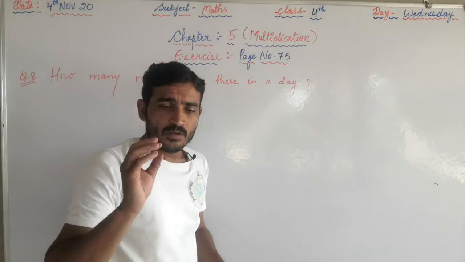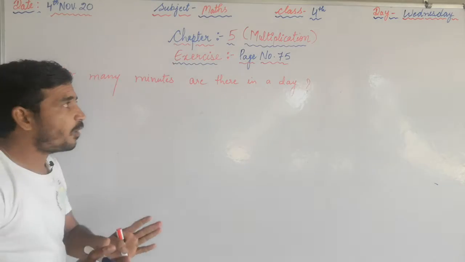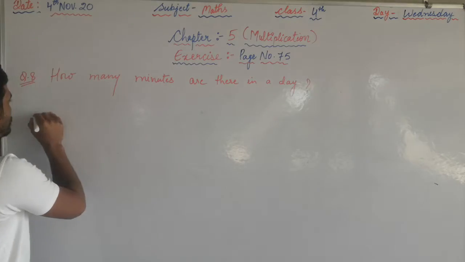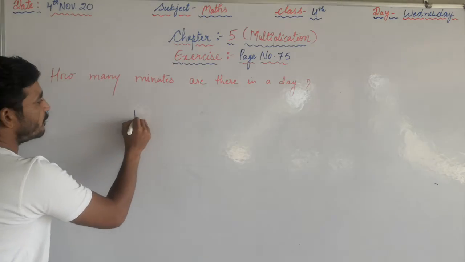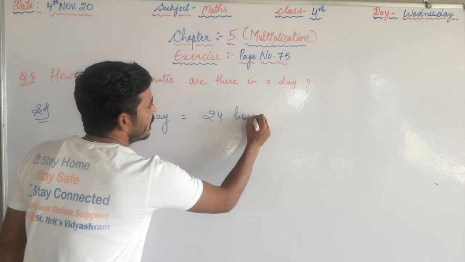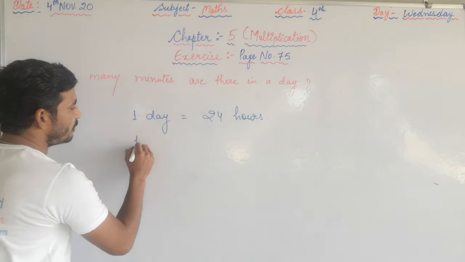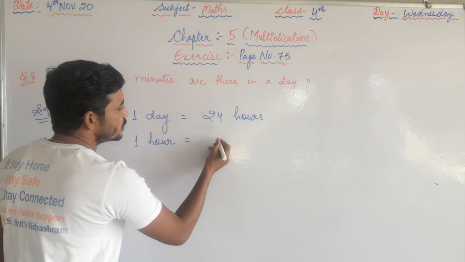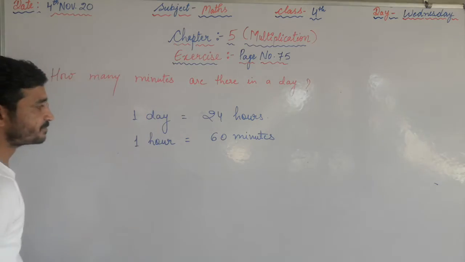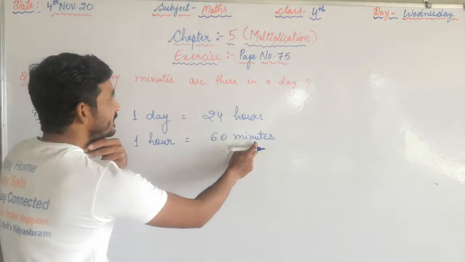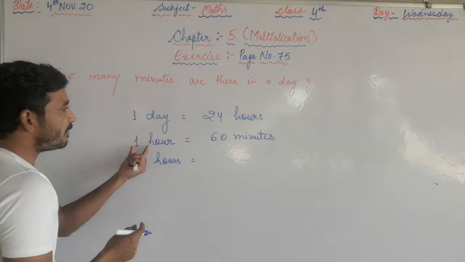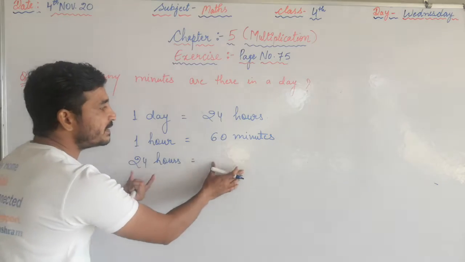Now see, how many minutes are there in a day? First, you know that in a day how many hours are there? That is 24 hours. Solution: one day equals 24 hours. Okay, and 1 hour equals 60 minutes. Then in 24 hours the minutes are more than that.